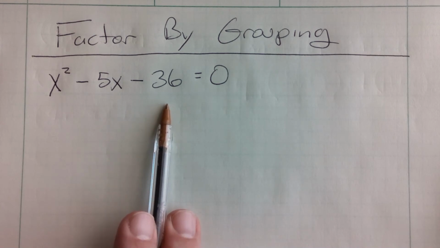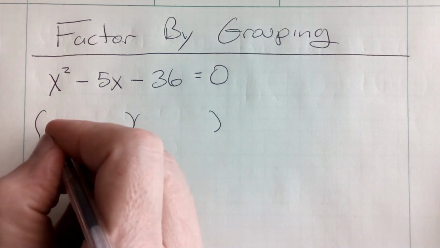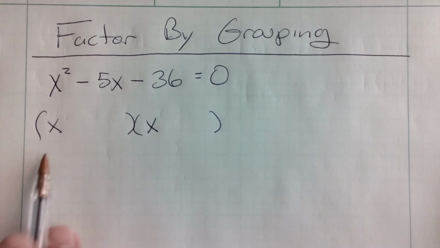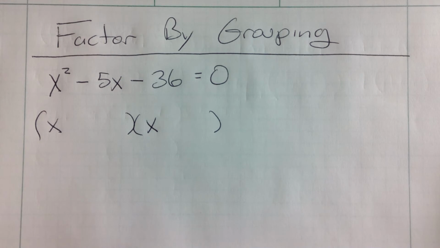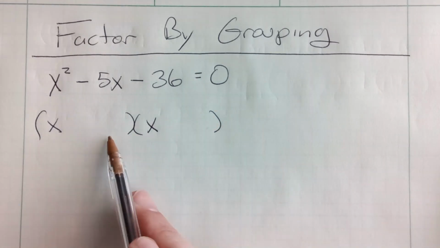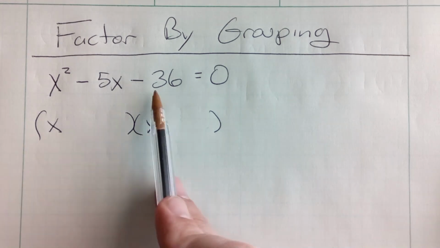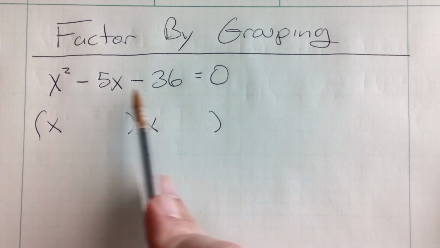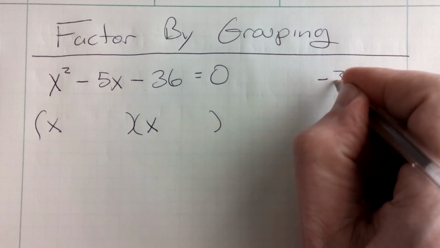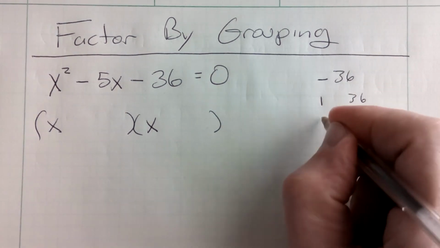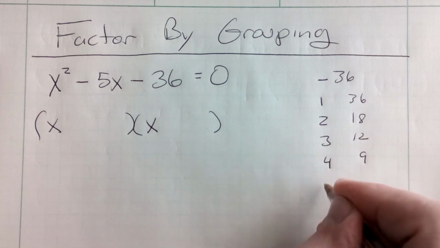Again, what we want to do is write that as simply two sets of parentheses that have a leading x in each of them, because that first x times this x will give us this x squared when we FOIL it back together. Now, the two numbers that we need to put here, so we either add or subtract a number and we add or subtract a number, those two numbers need to multiply to give me negative 36, but add to give me negative 5. So I go off to the side and I put my 36 and I start writing all the factors. 2 and 18, 3 and 12, 4 and 9, 6 and 6.